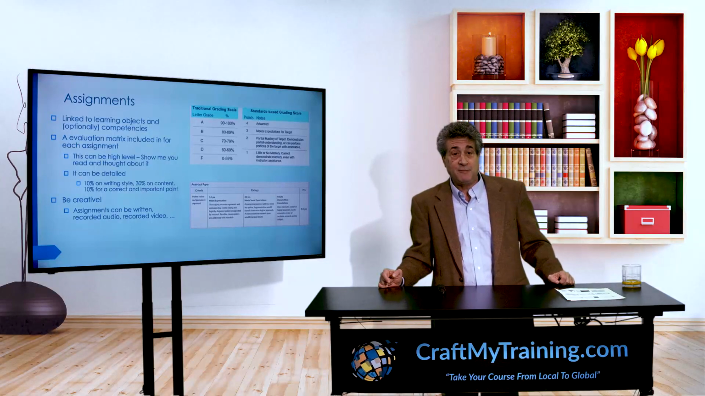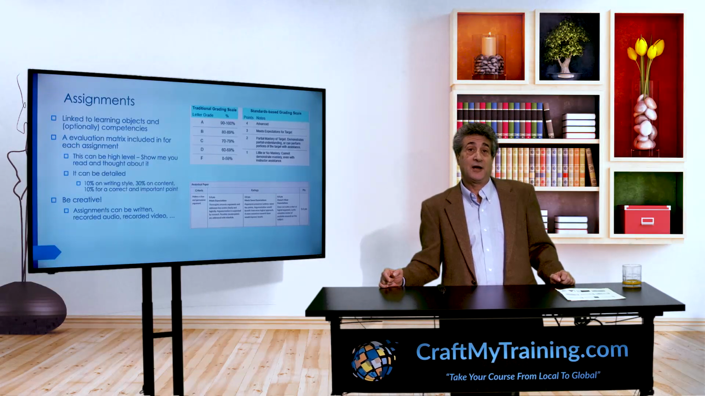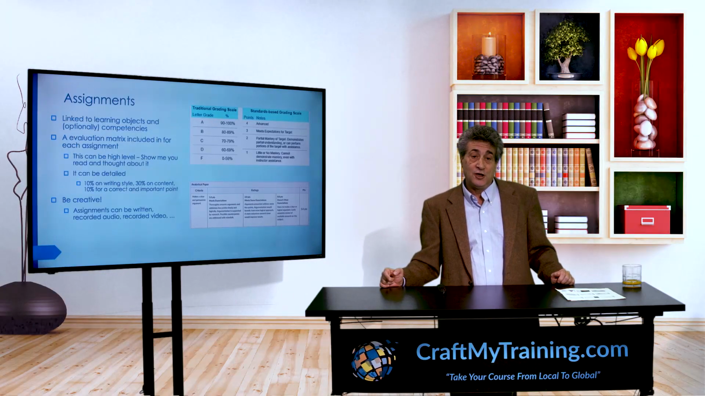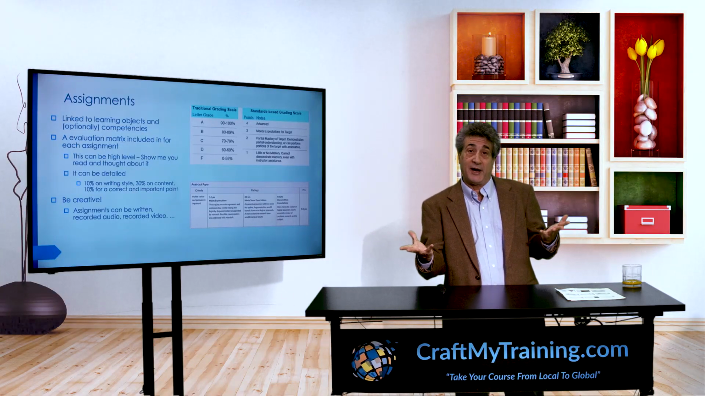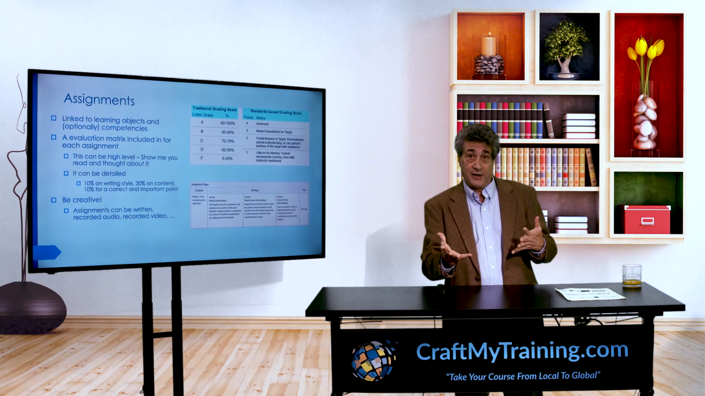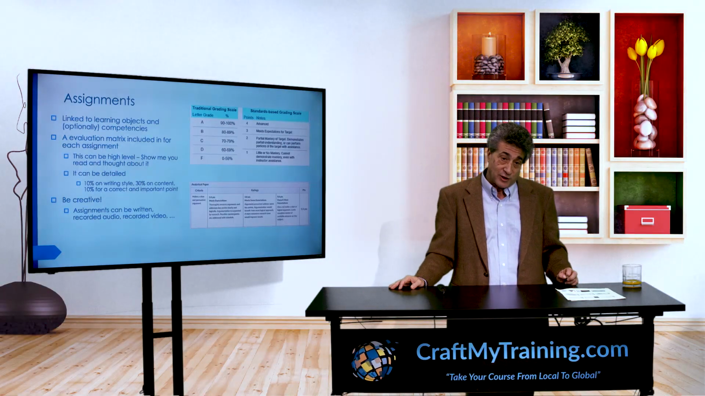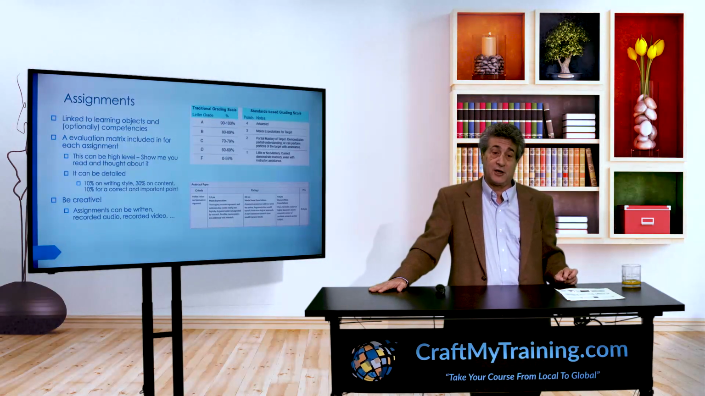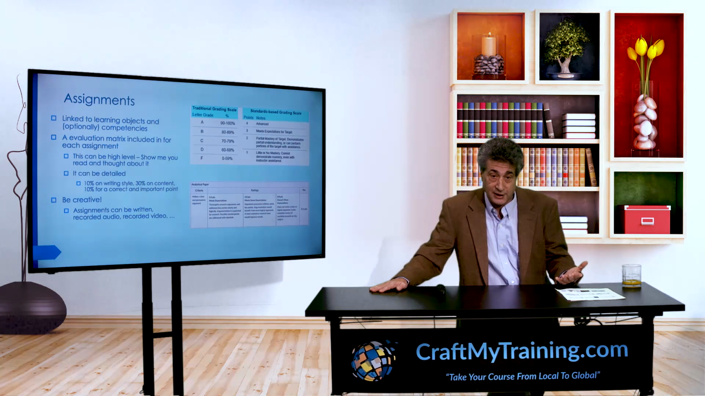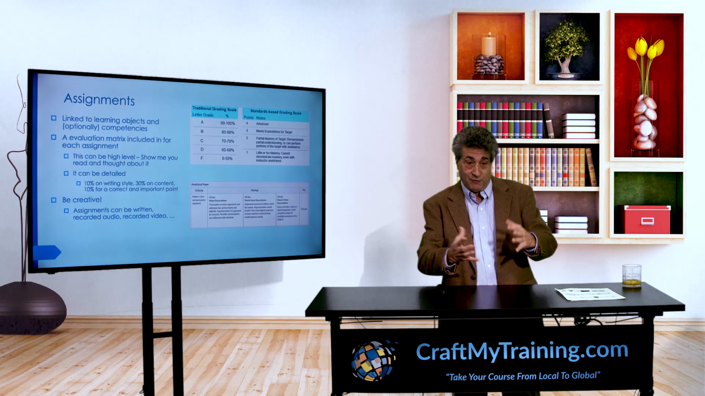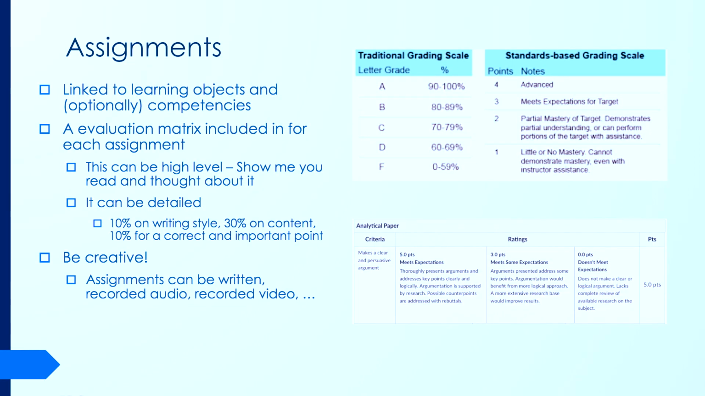This can be an easy metric. For example, on some of my assignments where I have a student watch a video, I want them to convince me that they've seen or read the reading or the video, and they've thought about it. But I might have a more detailed metric too. For example, I might grade 10% on the writing style and 30% on the content, and so on. So these metrics can be of many different levels. I want to be creative. Assignments can be anything. They can be videos, they can be written, they can be oral.